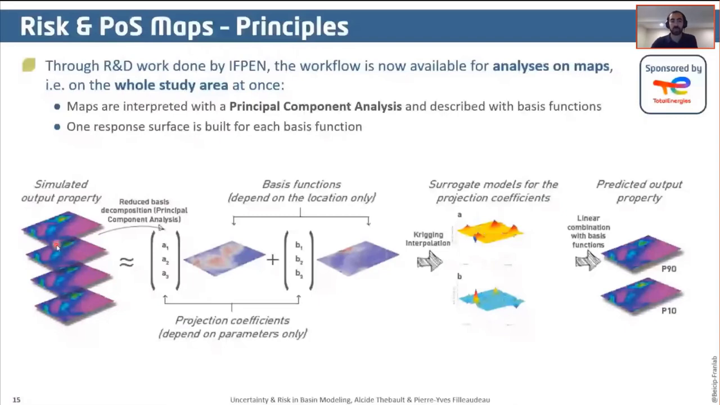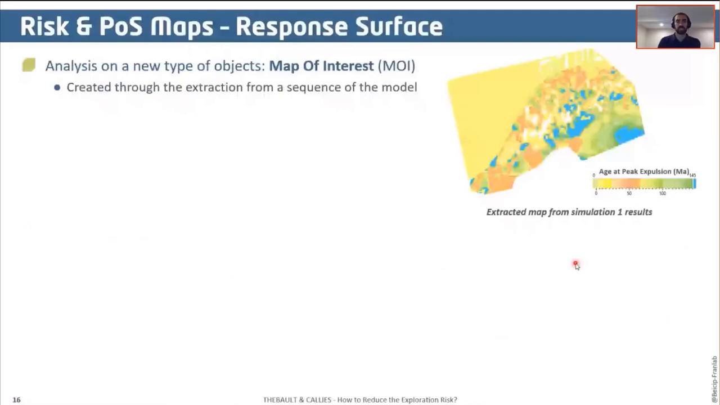So we don't have one response surface per cell, but we have a limited number of response surfaces for the entire basin. And then we validate the response surfaces the same way. And from these response surfaces, we can build our map results, so either sensitivity maps or risk maps. So I'm going to present you that right here in more detail.